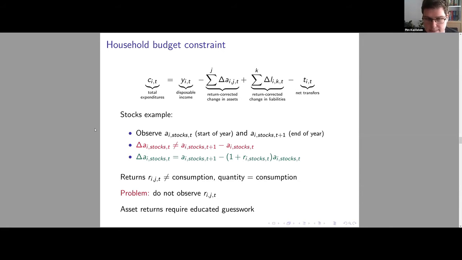We observe at the start of the year and at the end of the year the total value of the portfolio, and we cannot simply take the difference to tell us anything about consumption. If we wouldn't correct for returns, it would imply that appreciation of assets implies saving, or no consumption. Sorry. So returns do not constitute consumption, whereas changes in quantity, so purchasing additional amounts of these assets or liabilities, does constitute consumption. So we don't observe these household-specific returns, and so we have to do some educated guesswork here to arrive at our measure of expenditures.